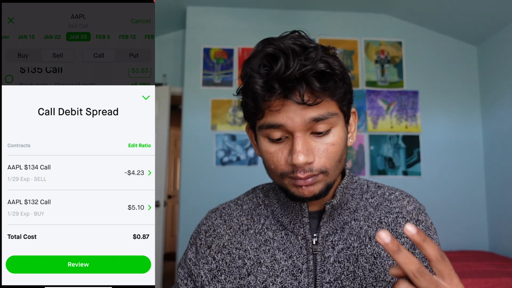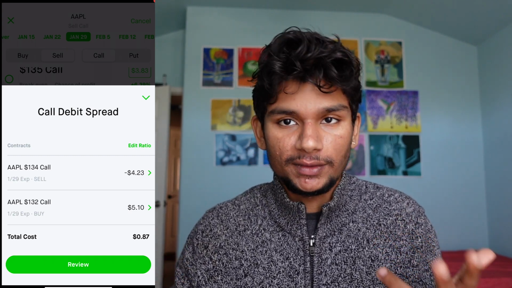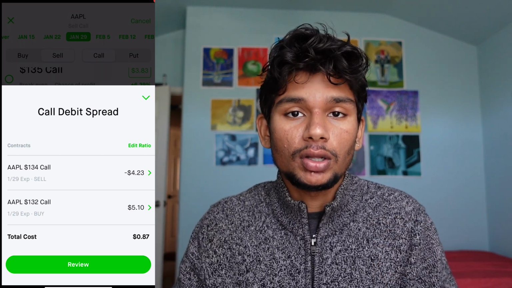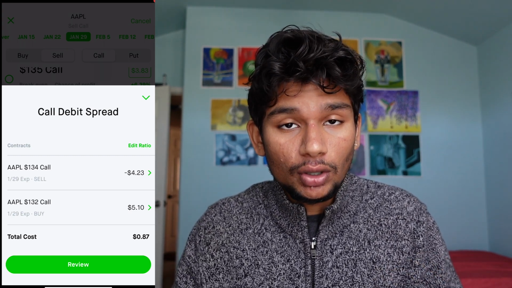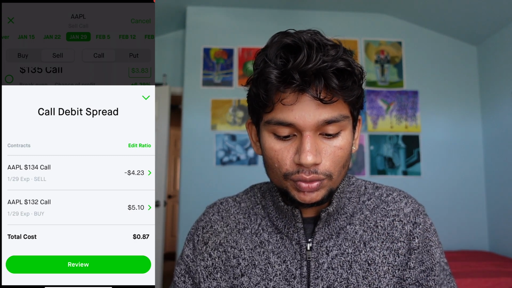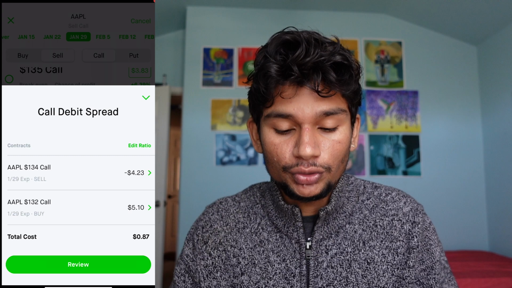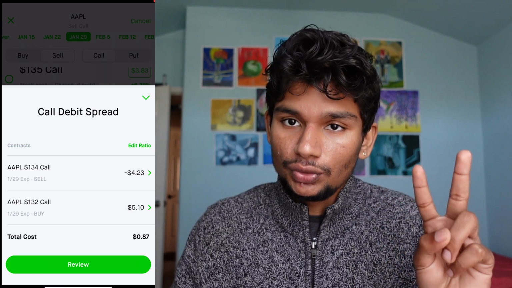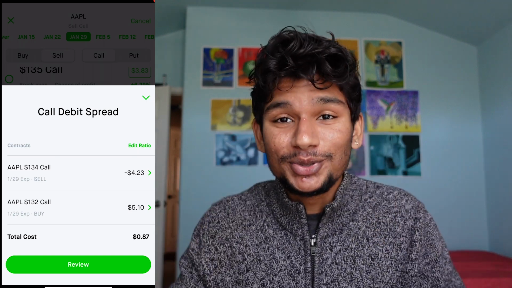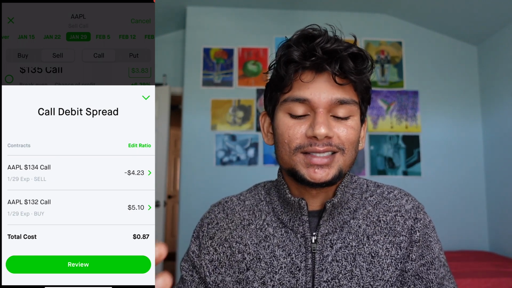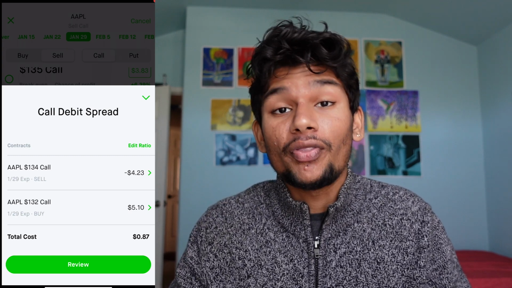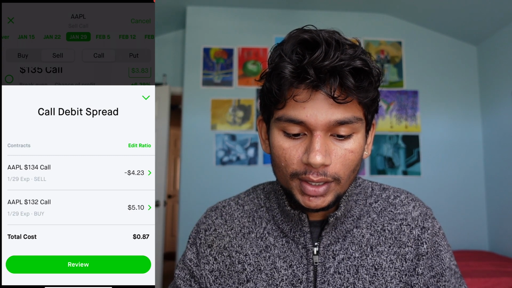0.87. So let's round it up for safety measures, 90 cents. So for this call debit spread, you're paying $90. However, the difference between these two is 134 minus 132, which is $2. So $2 minus 90 cents, that's $110. So that would be your max profit on that call option, right?